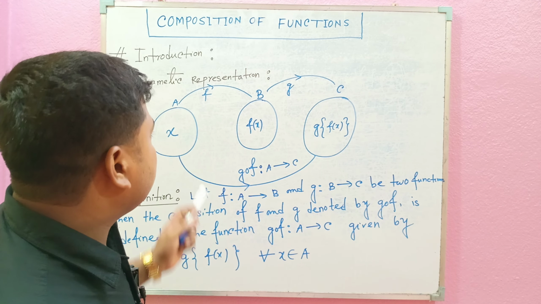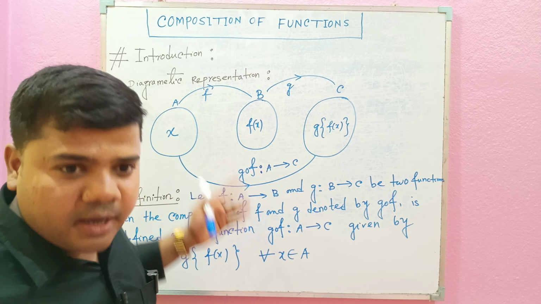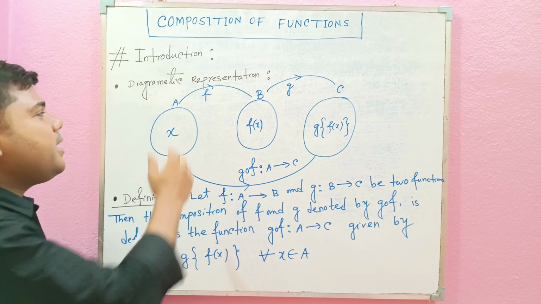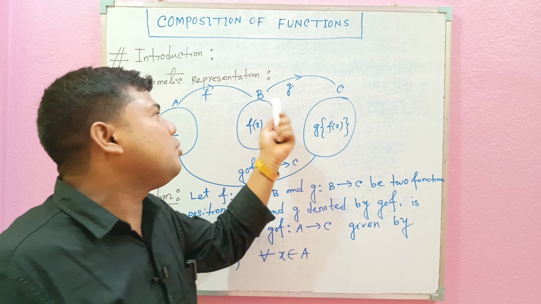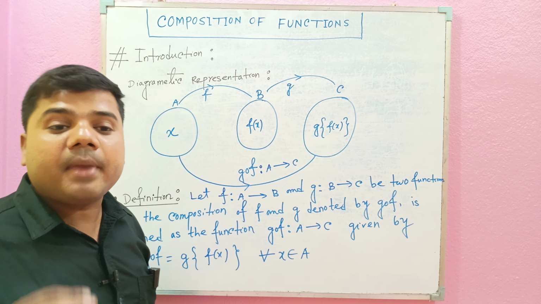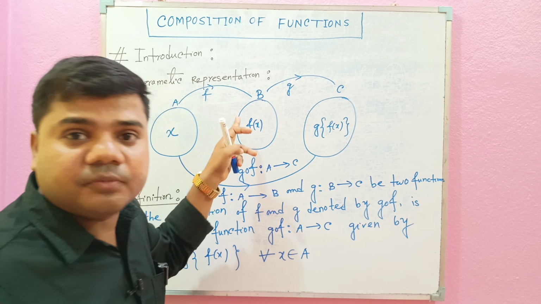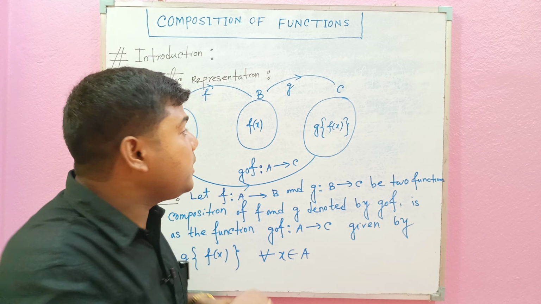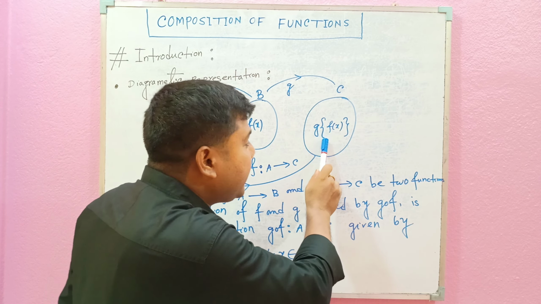In order to understand the composition of function, we have taken three sets, which are A, B, and C. Consider the function f, which is moving from A to B, and another function g, which is moving from B to C. If we take a random element x, after applying the function f, it becomes f(x). And after applying the function g, it becomes g of f of x. This is the final product.